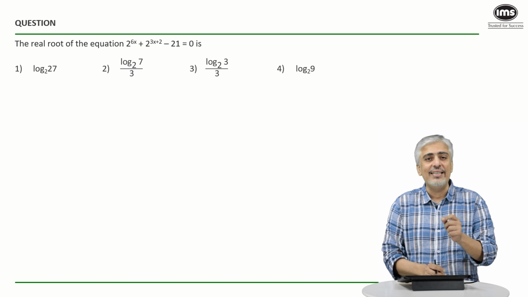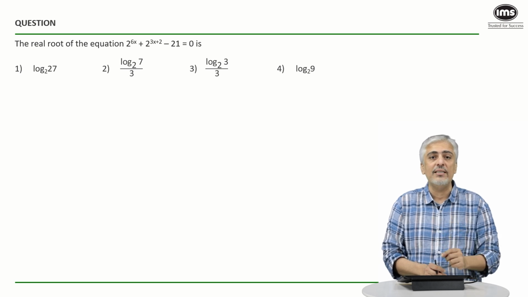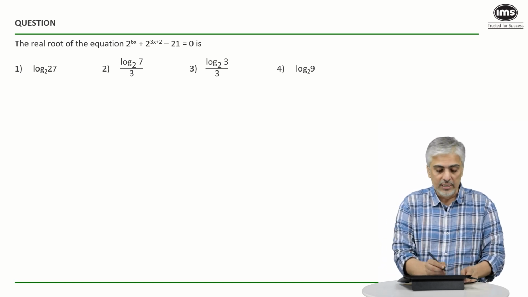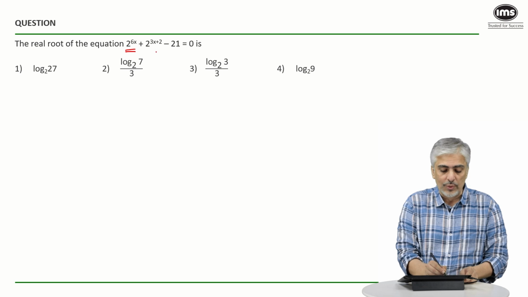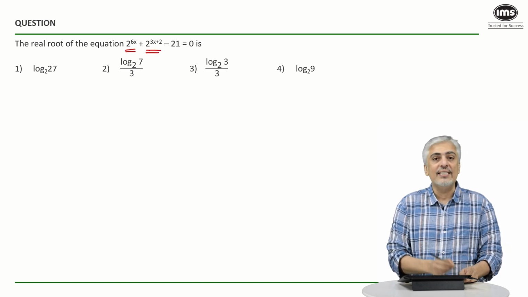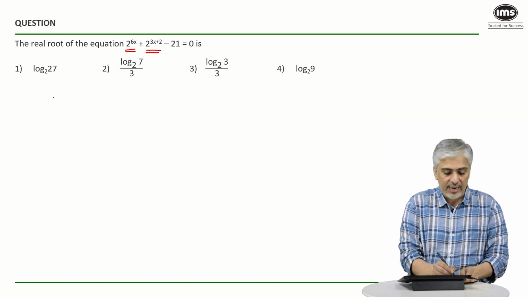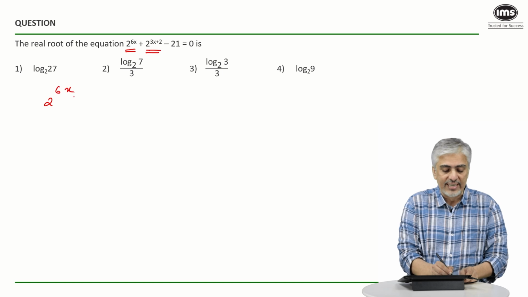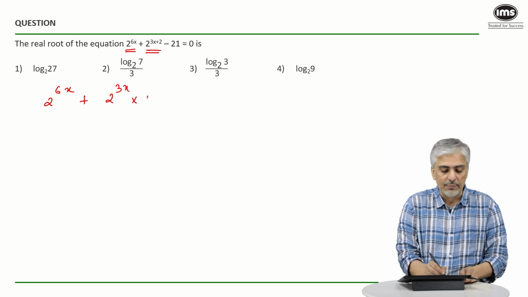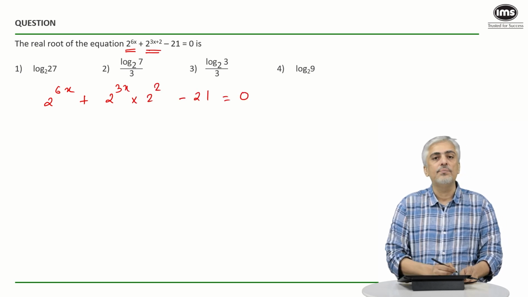Also, it would be a slightly tricky question to understand what is given and how to interpret that. So there is a 2 raised to 6x, while here there is a 2 raised to 3x. Let's see how we can write it first. Let's leave the 2 raised to 6x as it is for a second. 2 raised to 3x plus 2 can be written as 2 raised to 3x multiplied by 2 raised to 2, minus 21 remains as it is.